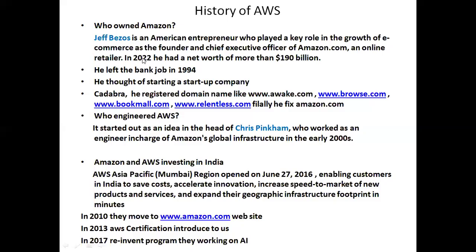Actually in 2022, he had this much revenue, 190 billion dollars. Got it, guys? Actually, he is divorced, right? So I think 30 to 40 billion dollars was taken from him. So now I think he has $170 billion, because 30 to 40 billion dollars was provided for his wife. Got it, guys?